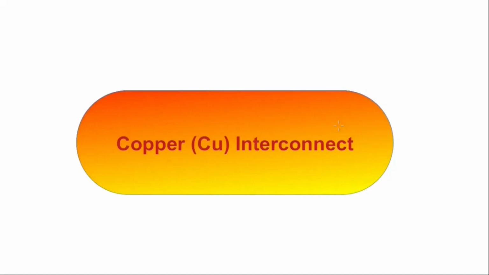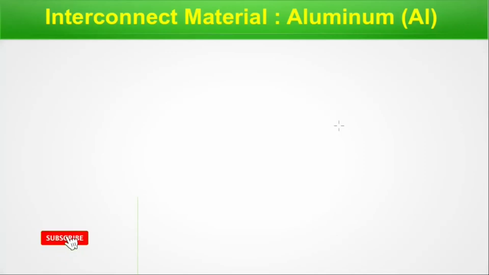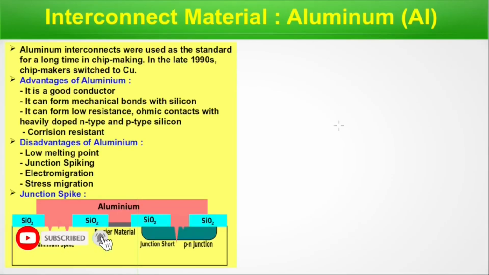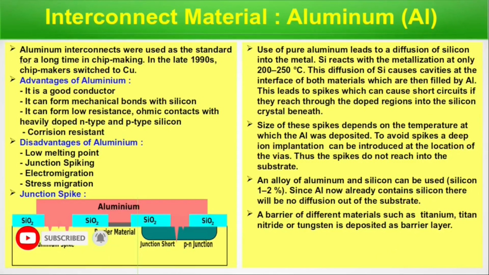Now we will talk about copper as an interconnect material, although we will start the discussion with aluminum. We will first talk about aluminum, its advantages and disadvantages, which we can overcome with copper. Interconnect material, aluminum. Aluminum interconnects were used as standard for a long time in chip making. In the late 1990s, chip makers switched to copper.